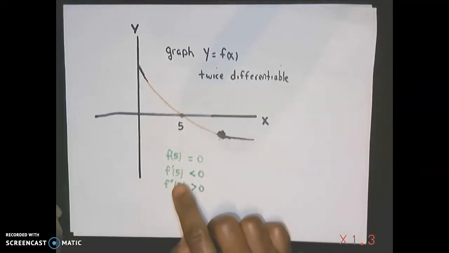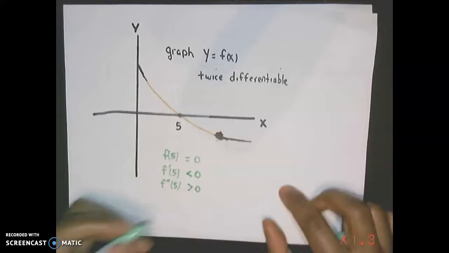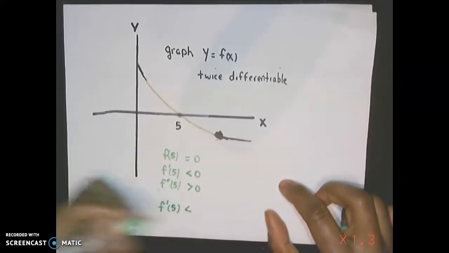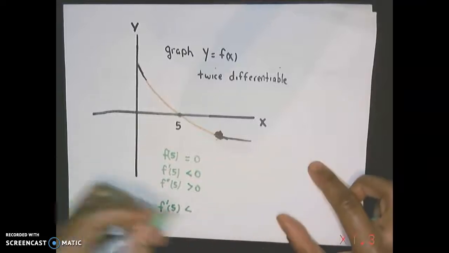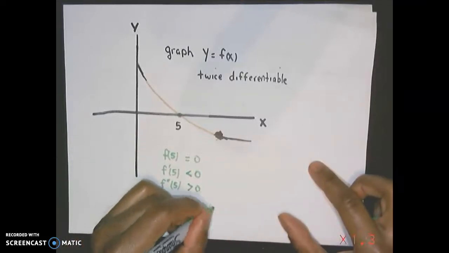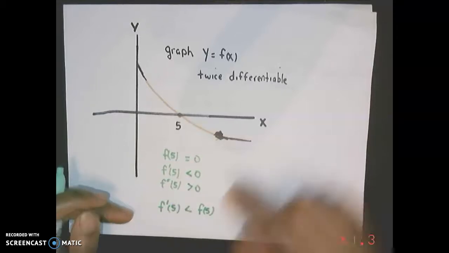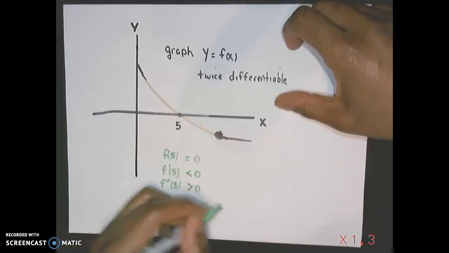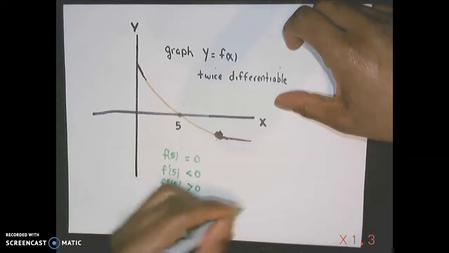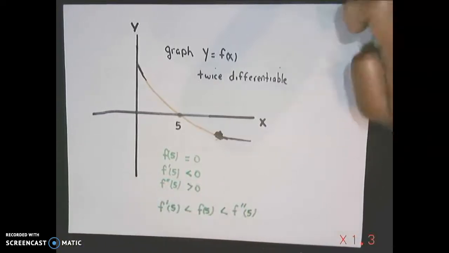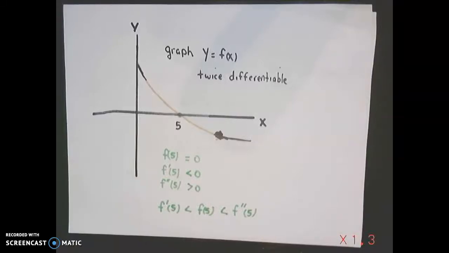So the smallest of these values is going to be f prime of 5. So I know that f prime of 5 is going to be less than f of 5, which is 0, and any positive number is going to be greater than 0. So I know that f of 5 has to be less than f double prime of 5. So that is the relationship between the values f of 5, f prime of 5, and f double prime of 5.